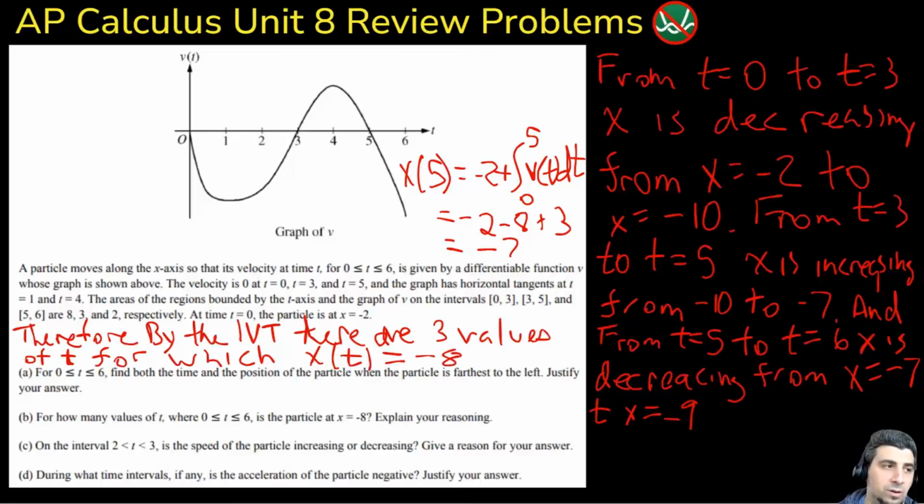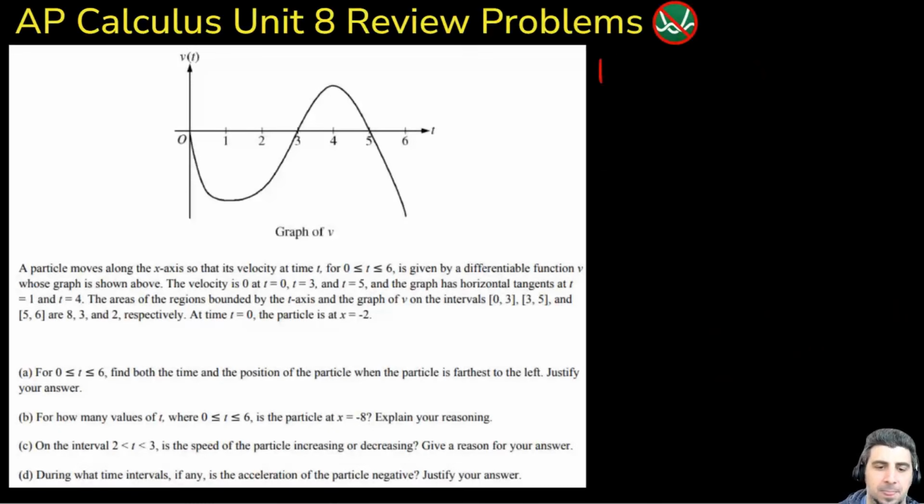You get 1 point for the correct positions at t equals 3, 5, and 6. You get 1 point for describing the motion, like we did here, and 1 point for the correct conclusion. Now, part C, on the interval 2 to 3, is the speed of the particle increasing or decreasing? Now, this one's a little bit more simple than it may sound.